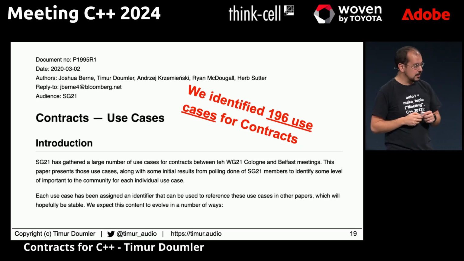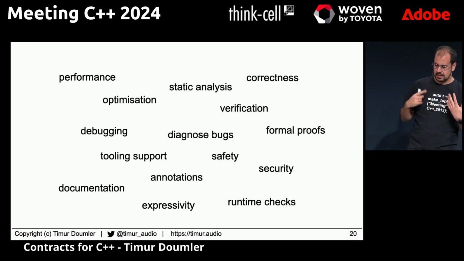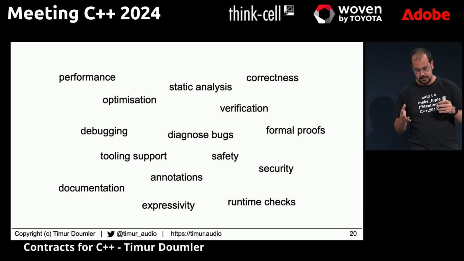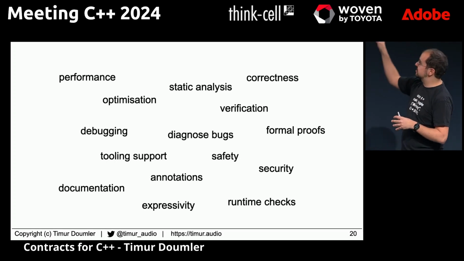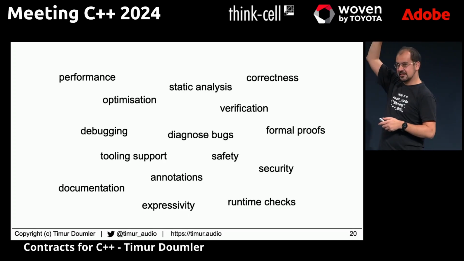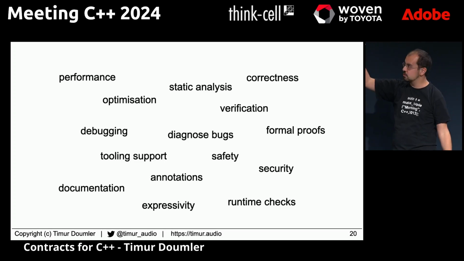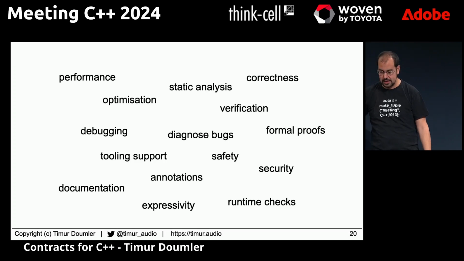But you can group them into buckets, and you end up with something like this. So there's a lot of stuff going on here, right? You see here safety and security. Then there's also some stuff about performance optimization. Typically there's some tension between those things. Then people want to use them for correctness and formal proofs, tooling, documentation, runtime checks, all kinds of stuff, right?